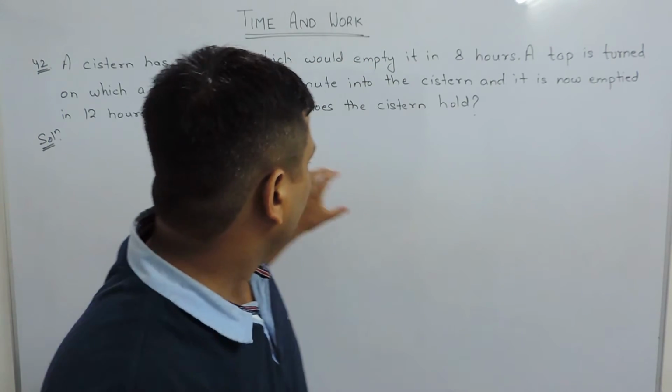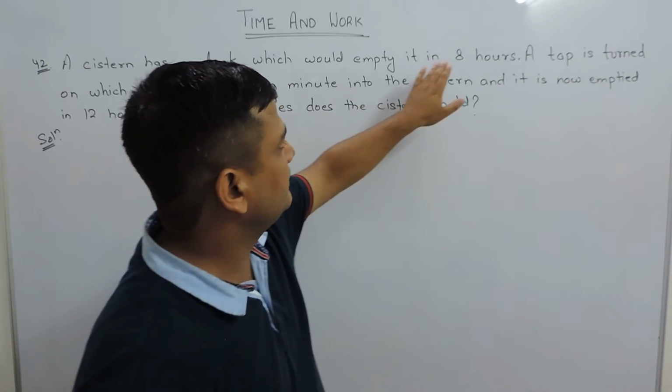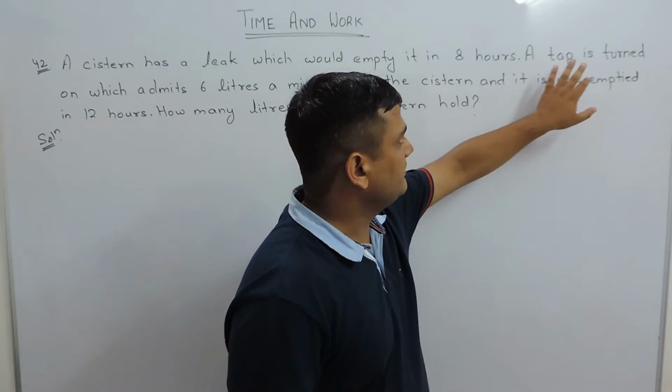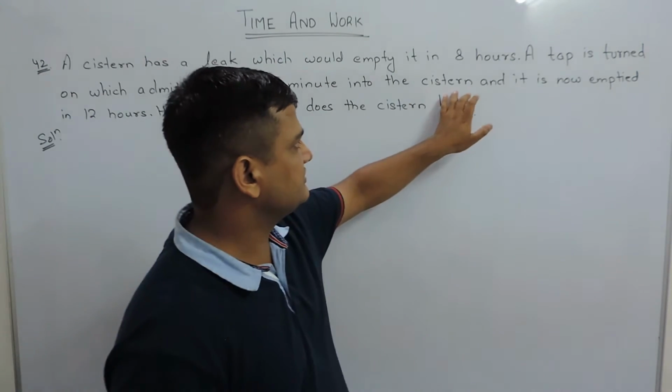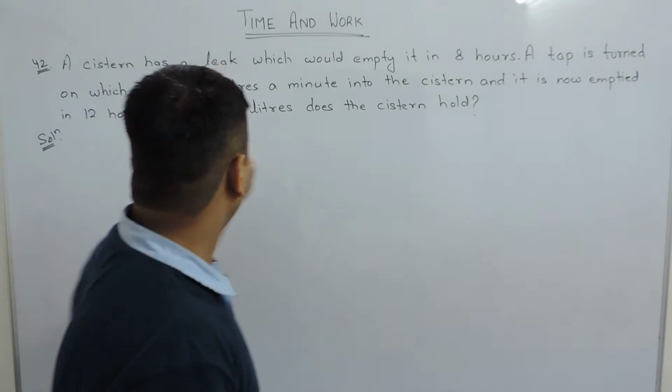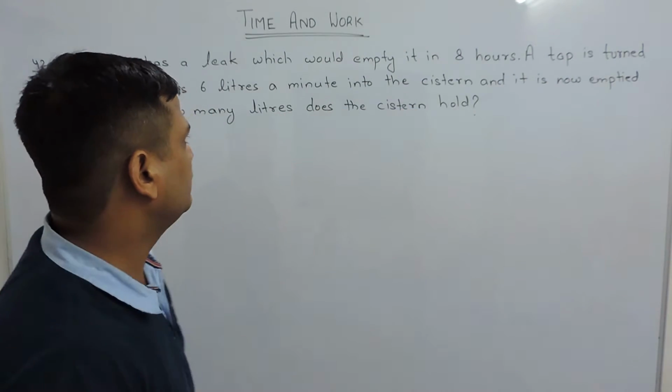Agarwal. And the question is, a cistern has a leak which would empty it in 8 hours. A tap is turned on which admits 6 liters a minute into the cistern and it is now emptied in 12 hours. How many liters does the cistern hold?